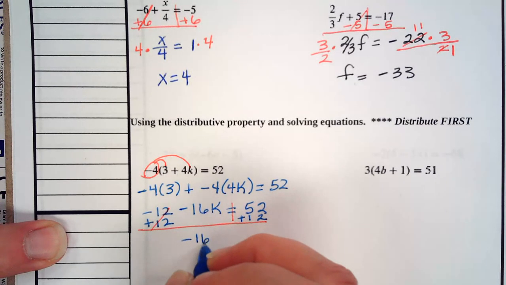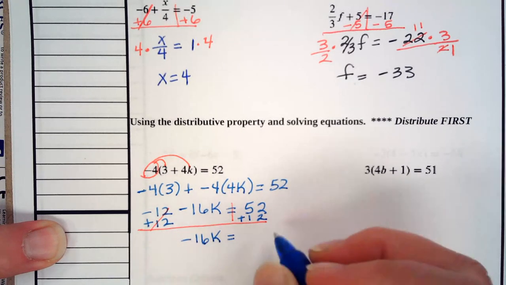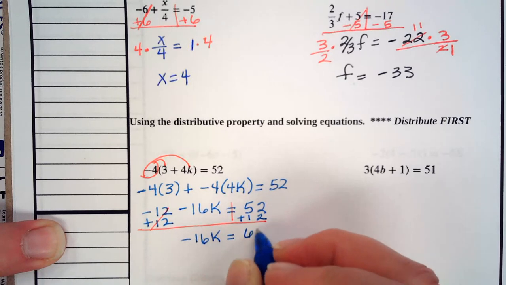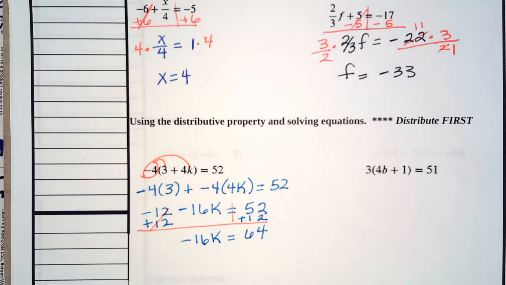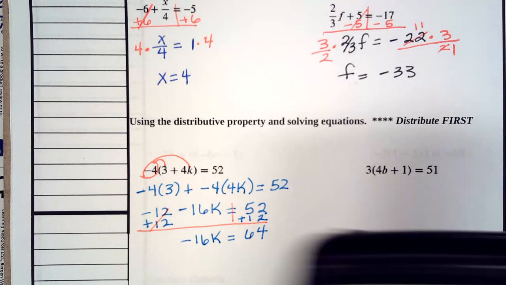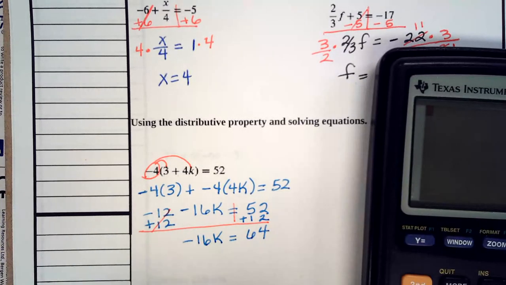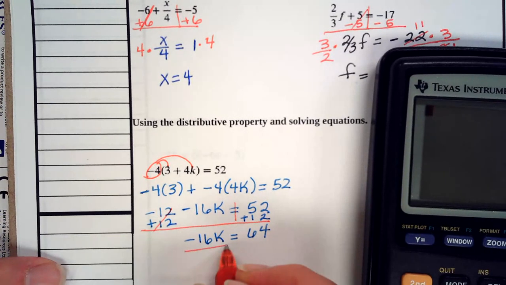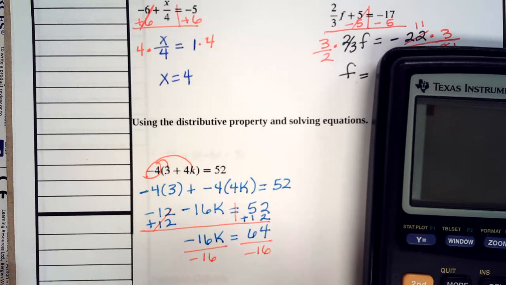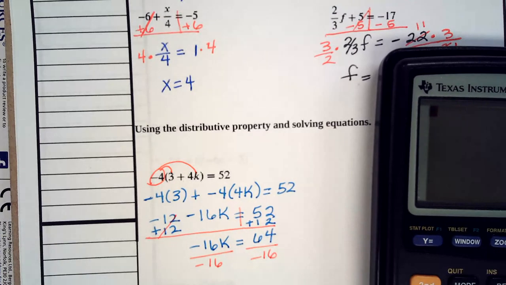Negative 16k is equal to 64. Now, at this point, if you're going to use a calculator, that's great, because I have to divide both sides by negative 16. If you don't have a calculator, that's fine too.